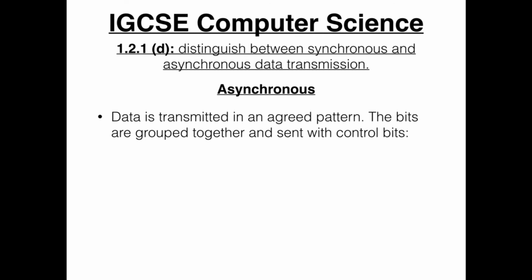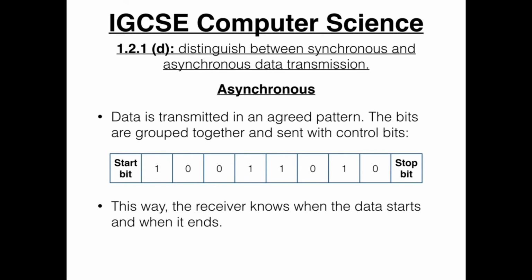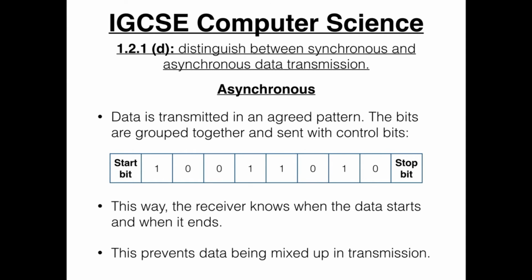So asynchronous, that being said, asynchronous is data transmitted in an agreed pattern. So the bits are grouped together and sent with control bits. So there's a start bit and a stop bit. So this is the data, start bit, stop bit. And this way the receiver knows when the data starts and when it ends. And of course this prevents data being mixed up in transmission, which obviously can be a bad thing.